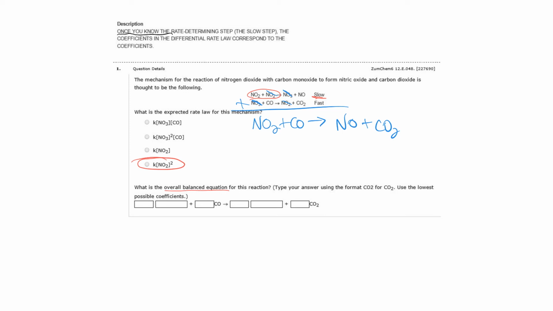So note one little formatting issue with WebAssign. They want you to put a 1 if the coefficient is a 1. And they already wrote CO as one of the reactants. So you just put a 1 in the box in front, and a 1 in front of nitrogen monoxide, and then a 1 in front of carbon dioxide in terms of WebAssign formatting.